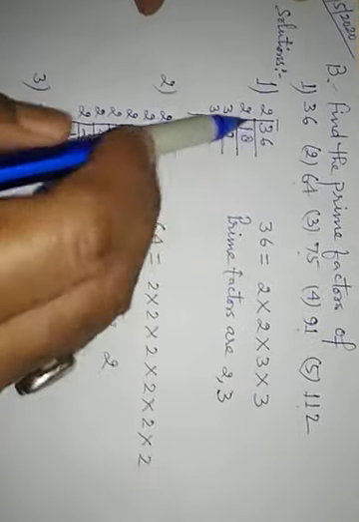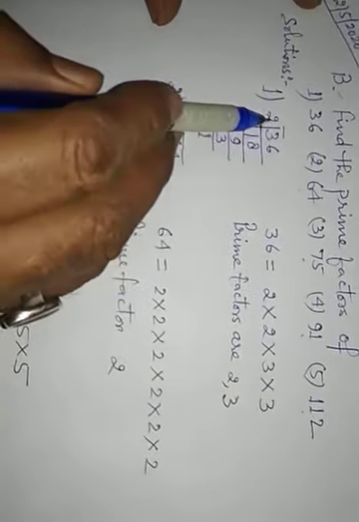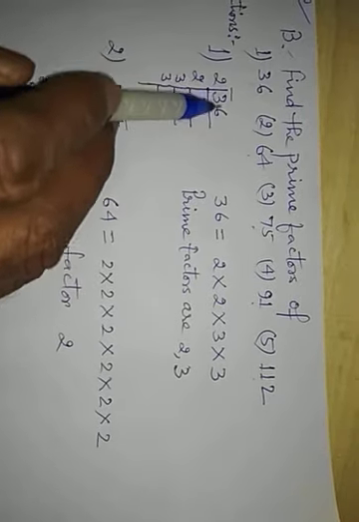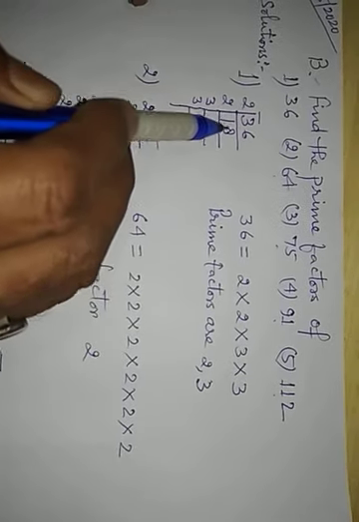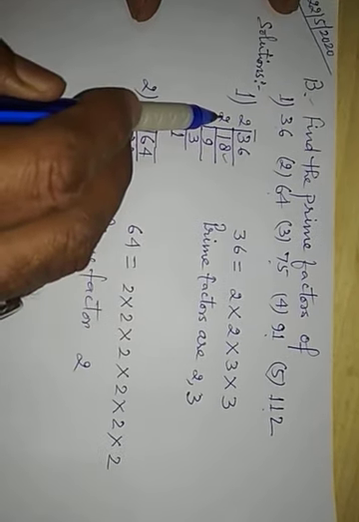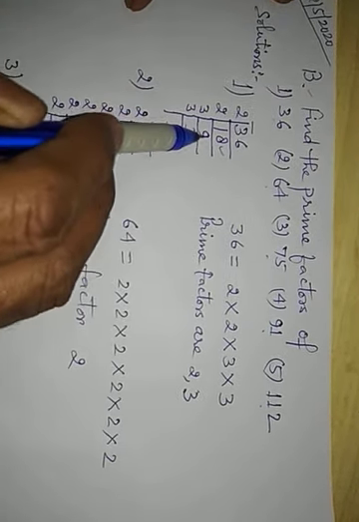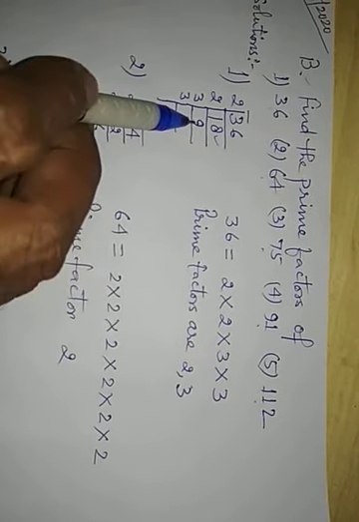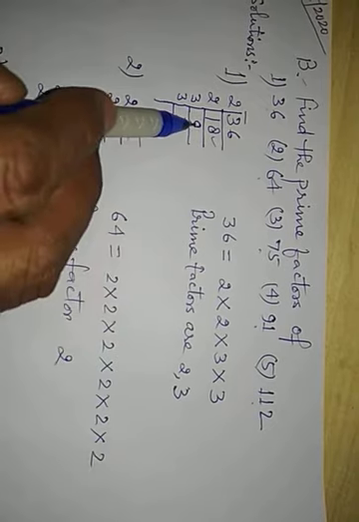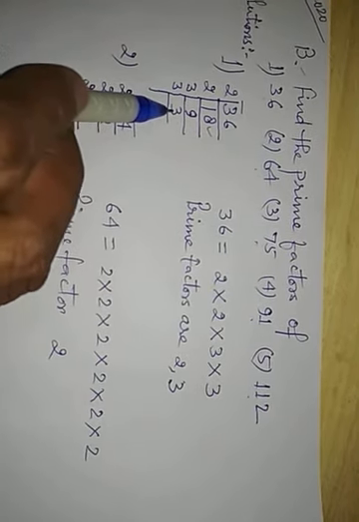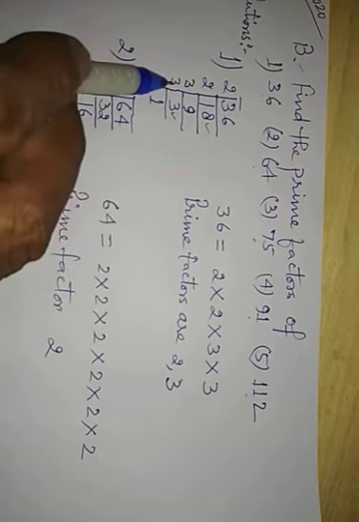So you see, prime factors of 36. 36 can be divided by 2. 2 1 are 2, 2 8 are 16. So after dividing 36 by 2, you will get 18. Now 18 can be divided by 2. 2 9 are 18. So 9 here. Again 9 can be divided by 3. 3 3 are 9. Again this 3 can be divided by 3.